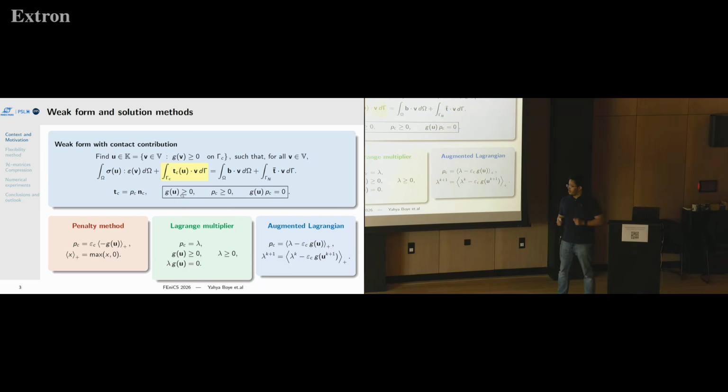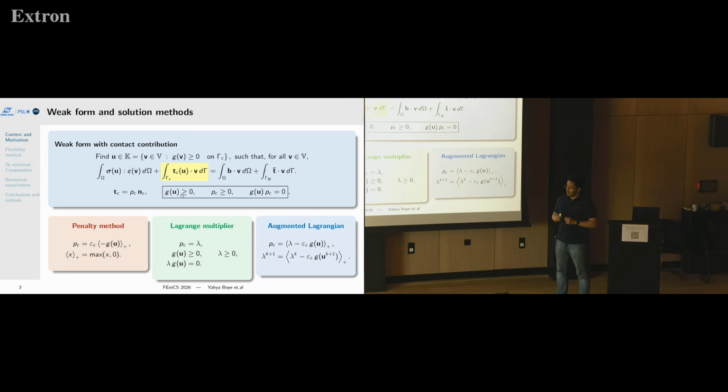The weak form is quite similar to the one that we have in linear elasticity, but with one additional contact term, denoted here by TC, and the space that should satisfy the contact condition. So the TC depends on u, and it should be included in the bilinear form, not the linear one, like for the Neumann data.